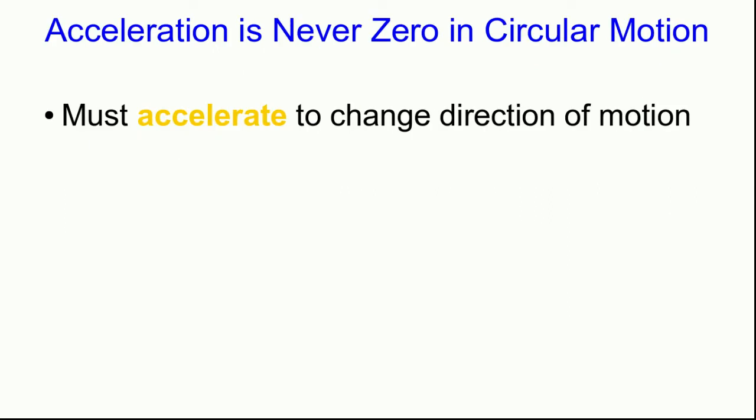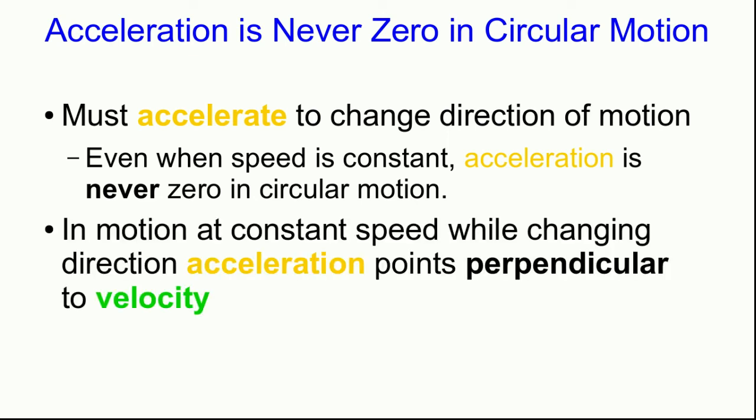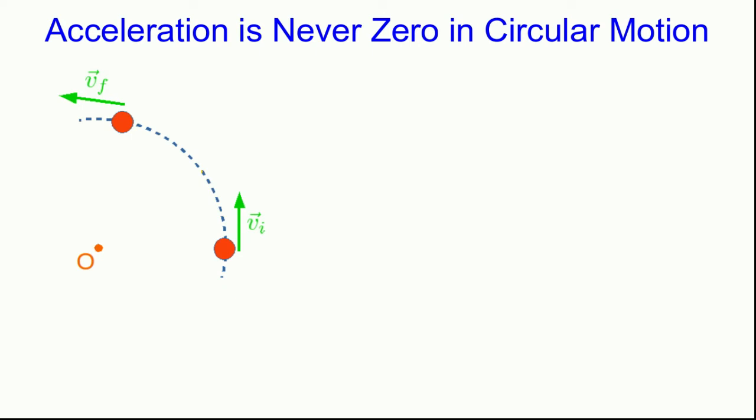As you've seen earlier in the course, an object must accelerate to change its direction of motion. Well, an object that's moving in a circle is always changing direction. And so even if the speed is constant, even in uniform circular motion, the acceleration is never 0 in circular motion. And note that we've already seen that in motion at constant speed while changing direction, the acceleration points perpendicular to the velocity into the turn. Well, this is one of those things that's good to see multiple times, and let's be more precise about it.